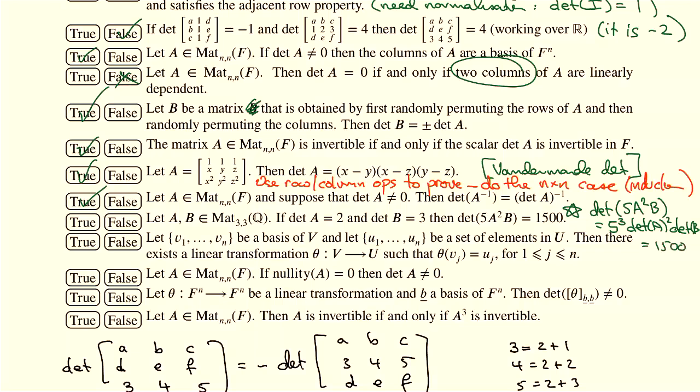But I'll highlight this 5 cubed and note that det of lambda a equals lambda to the n times det a, if a is n by n. Okay, very, very common mistake, that one.